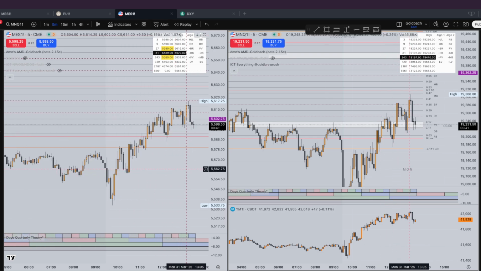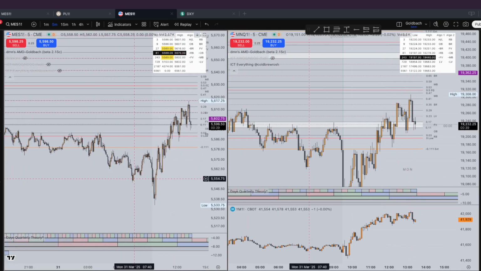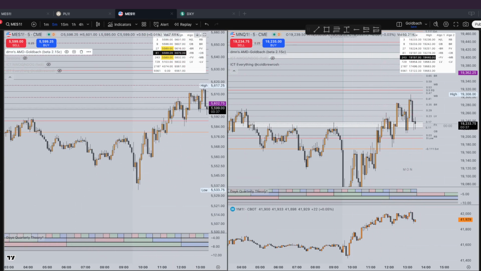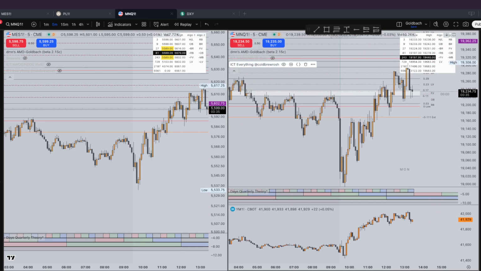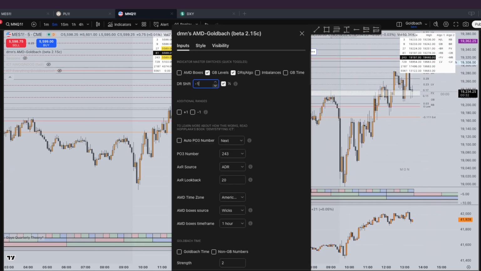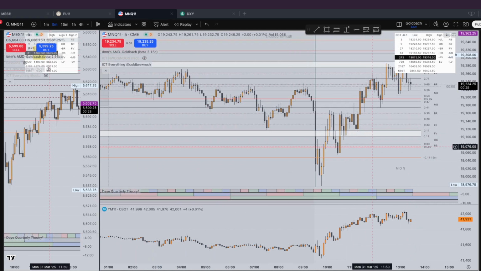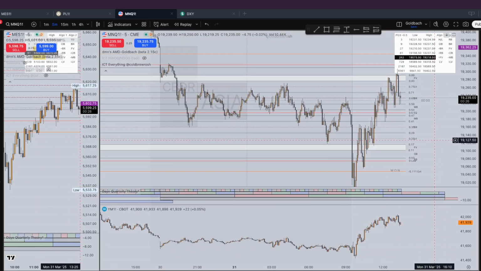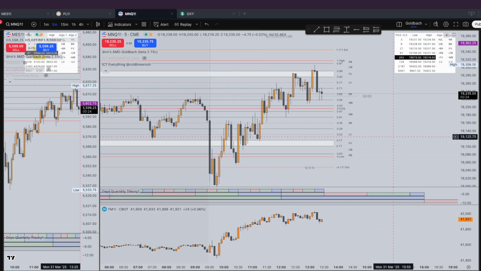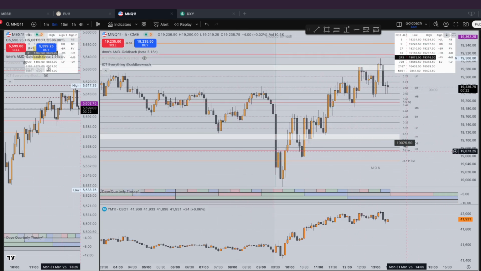Okay, so I mean today's price action, should I look into it? Yeah, we can just try. We can see what goes on. So obviously knowing the dealing range through Goldbach is always a good idea, right? So that I think is important.